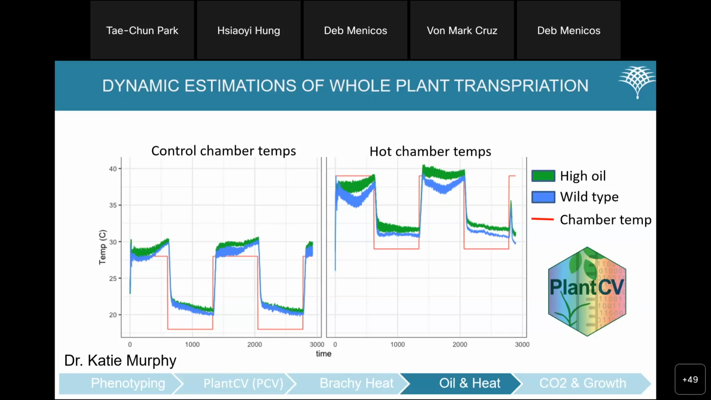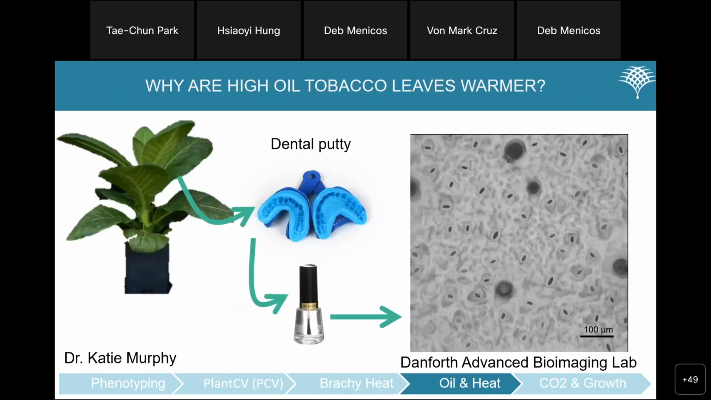And so because of this data, we started to look more closely at the surface of those leaves. Katie did impressions with dental putty on the surface of those leaves. It's a non-destructive measurement. Then on the dental putty impressions, you brush nail polish, and then you can get images that look like this once you image them.